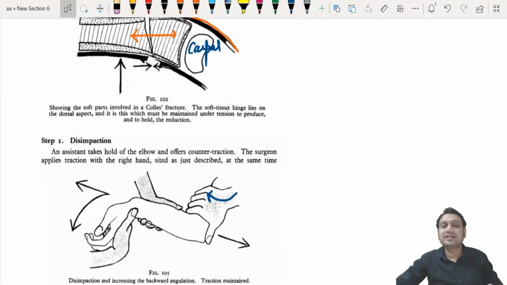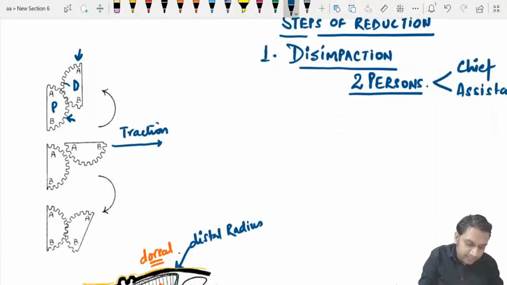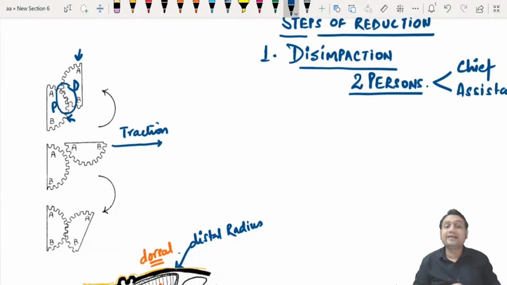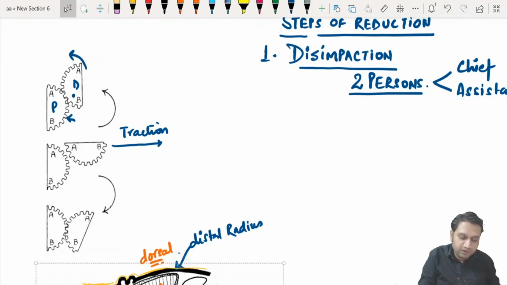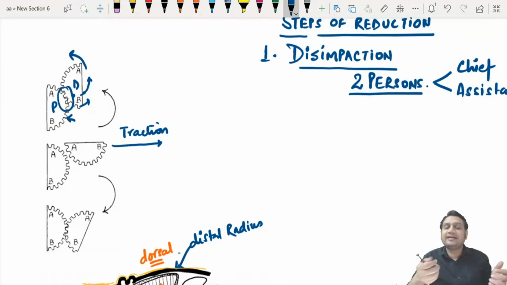Why are you increasing the deformity? So that these teeth get disengaged. What will happen? If I move this half circle up, this will move away. The circle is moving like this. So these teeth will disengage and then I give a traction.